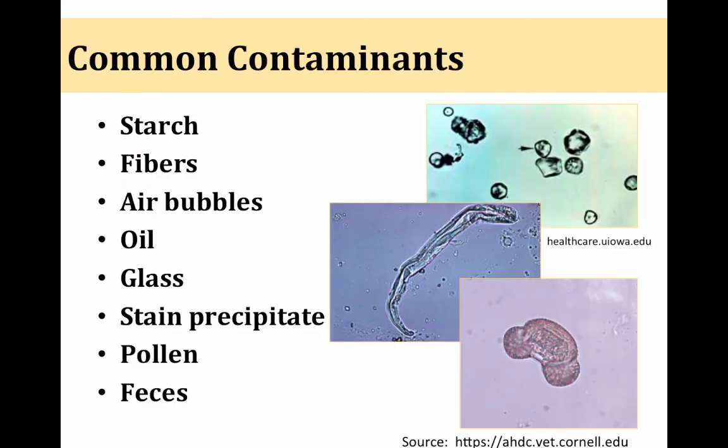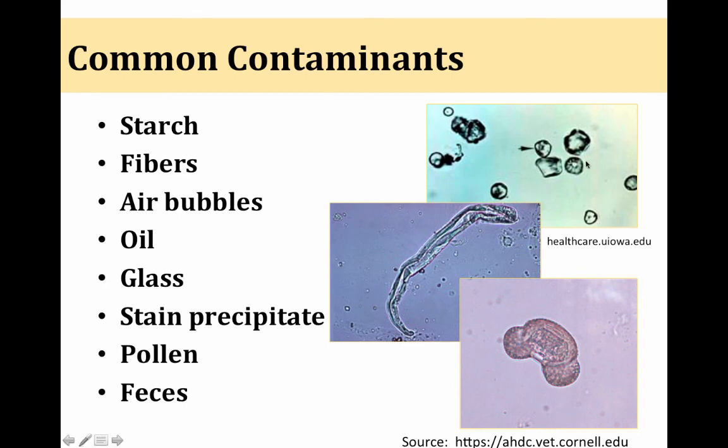Last but not least, we're going to discuss common contaminants that can be in a microscopic urinalysis exam. These things include stuff like starch, potentially from gloves, fibers from clothing, air bubbles, oil from the microscope, glass, precipitated stain, pollen, or even feces. All of these things can potentially get into the urine and confuse the person doing the microscopy if they're not well versed in different elements.